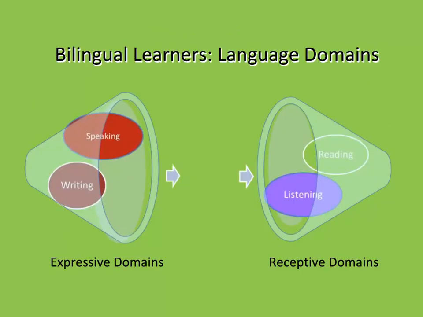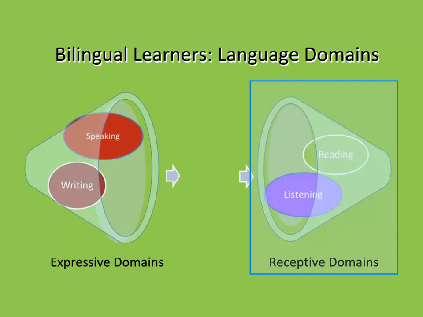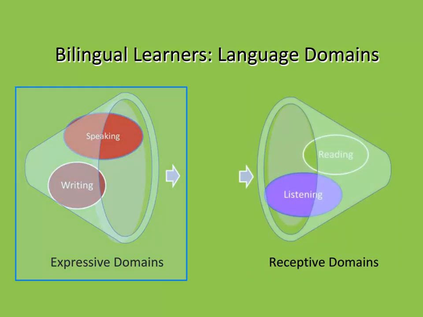Writing is key for bilingual learners. They need to gain proficiency in 4 language domains: speaking, writing, reading, and listening. Reading and listening are the receptive domains. These help students acquire language. Speaking and writing are the expressive domains. These are ways students demonstrate their acquisition of English.